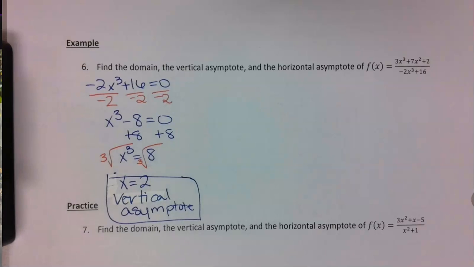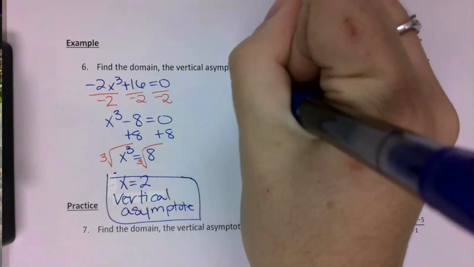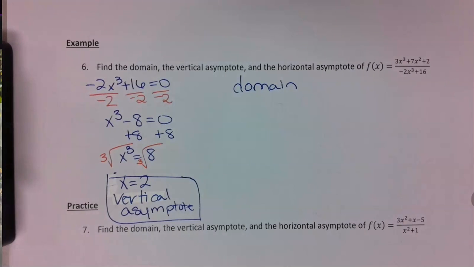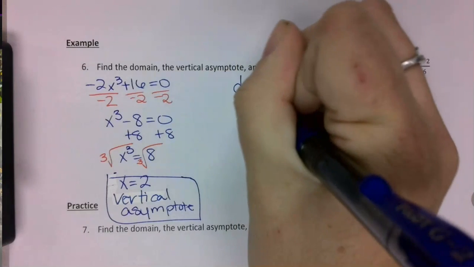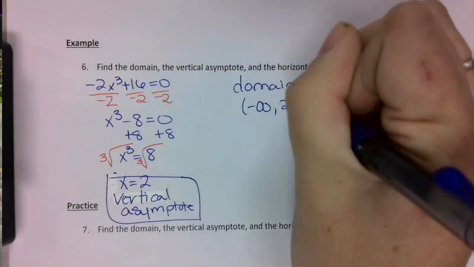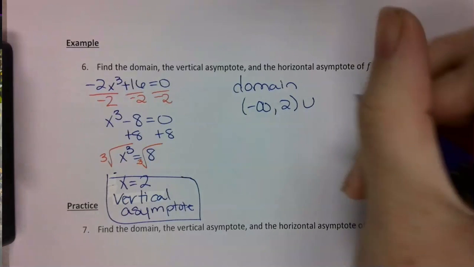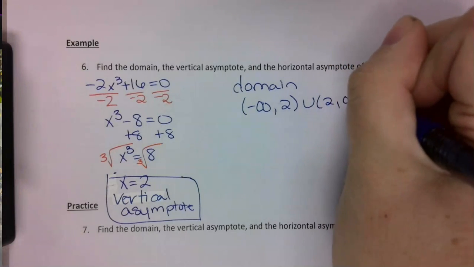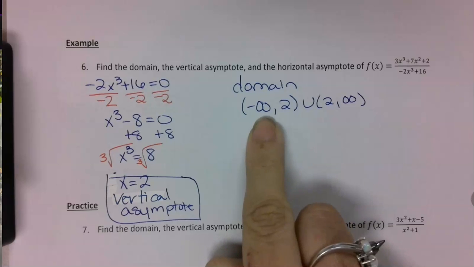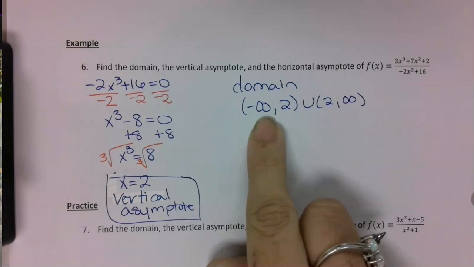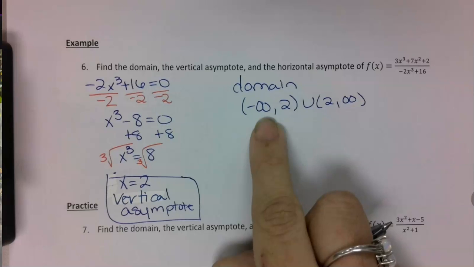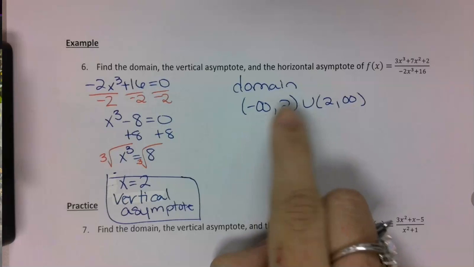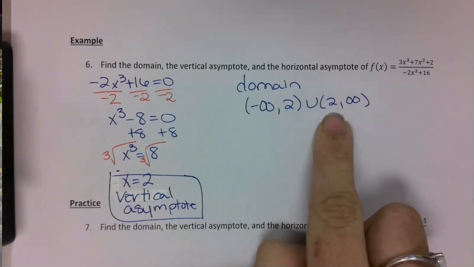So my domain is everything except for that 2. So negative infinity to 2, parentheses because the 2 is not included, unioned with 2 to positive infinity. So this is saying all of my numbers on the left side up to 2, like 1.9 repeating, skip 2, and then start up again at like 2.0001, and then count on forever.